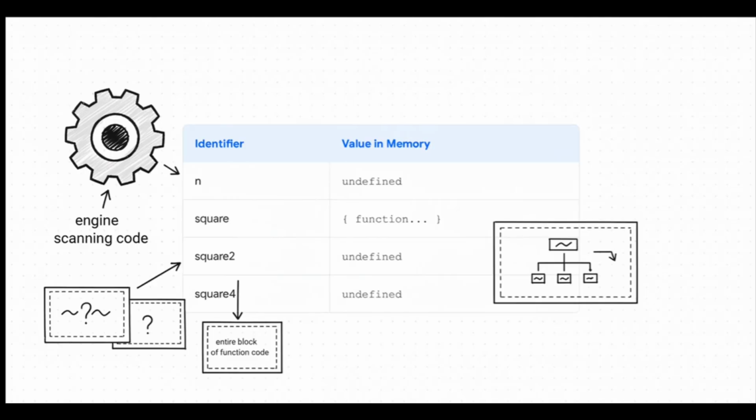So let's really look at that first phase. As the engine scans our code, it sees the variables n, square2, and square4. It immediately allocates memory for them, but it puts in this special placeholder value you've probably seen before, undefined. But look at the function, square. For functions, it's different. It actually takes the entire chunk of code and stores it right there in memory.